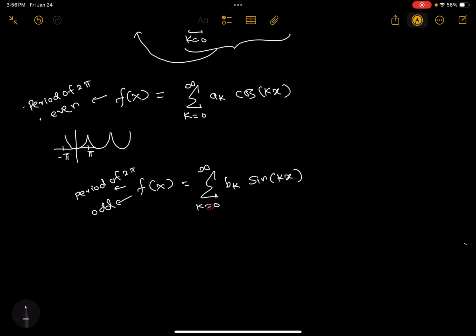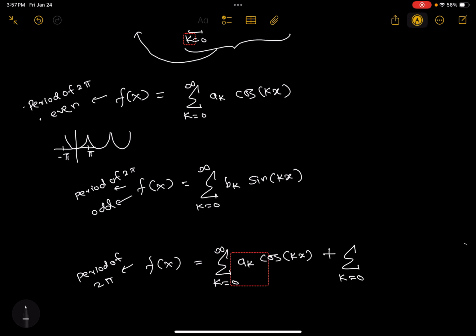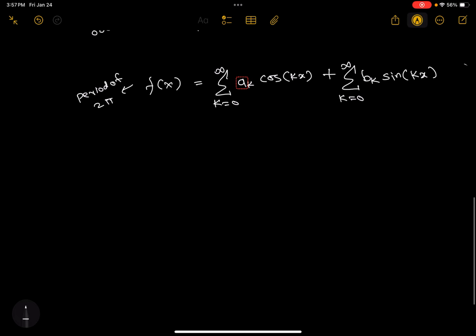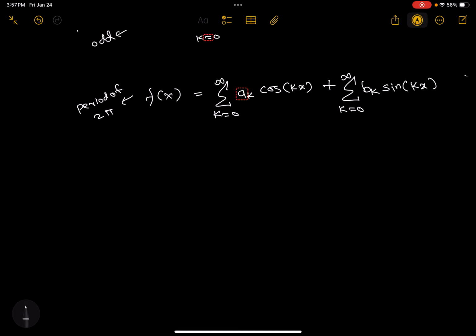Let's say the function is neither even nor odd, but just has a period of 2 pi. Now this can be written as an infinite series involving both sines and cosines: the sum of a sub k cos kx plus the sum, as k goes from 0 to infinity, of b sub k sine kx. This was a really interesting idea that shook the world, that went viral all over the world. Now this can be modified a little bit.